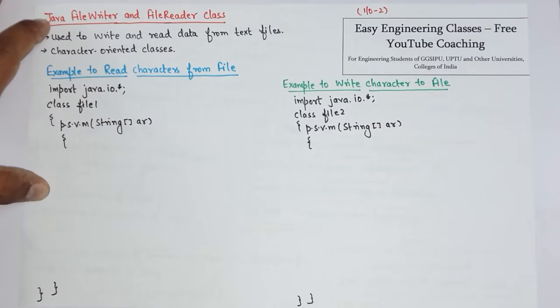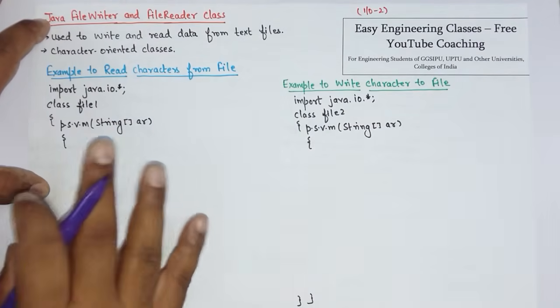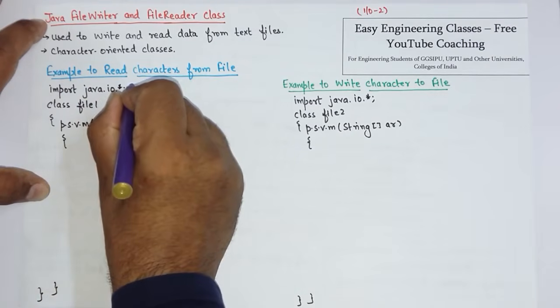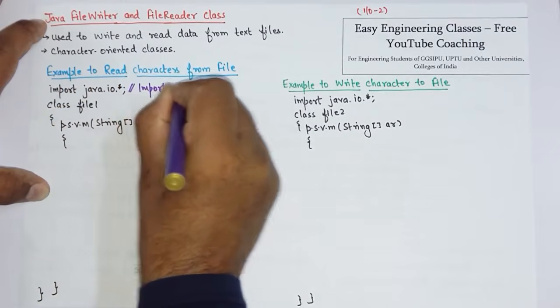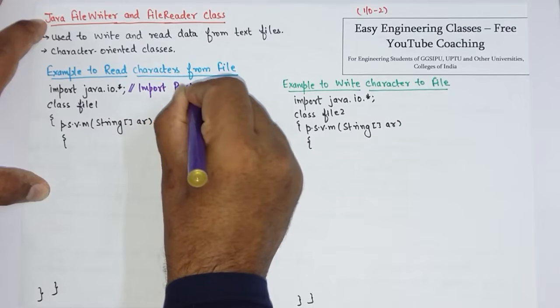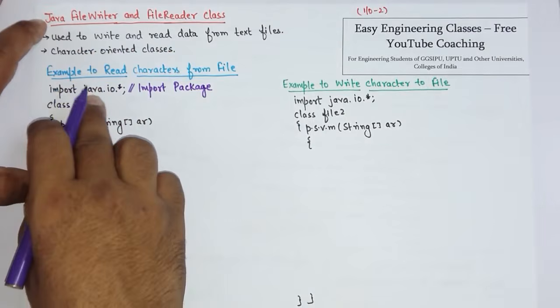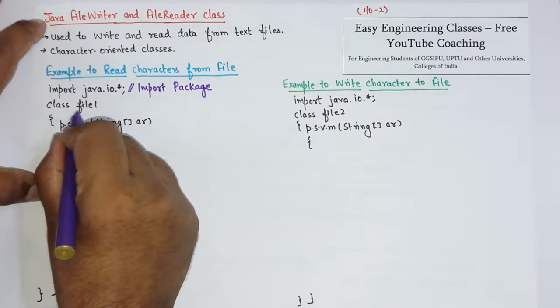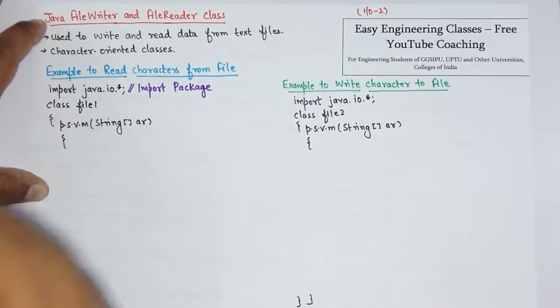So I will write the program and you can note the program side by side. I will explain each and every part of the program in detail. So first of all, what you have to do is import the java.io package, because for file handling you need the java.io package, so you have to import it. Then create a class. I have created a class file1, public static void main.